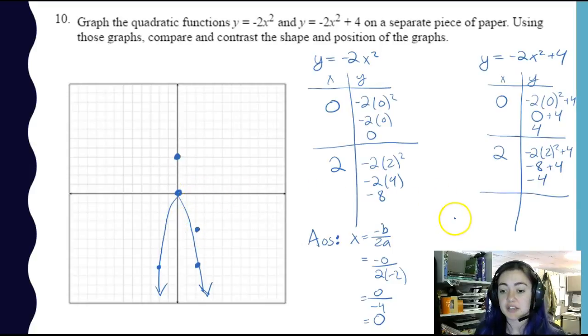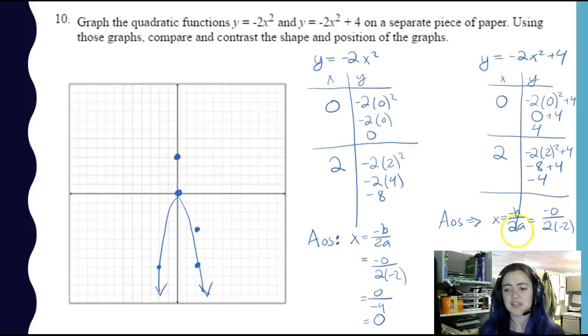Let's see if our axis of symmetry is the same idea. AOS is equal to negative b all over 2a. In this case, b is still 0, so negative 0 all over 2. A is still the same at negative 2. So it's going to have the same axis of symmetry at 0. So we know that we have that matching point over here.